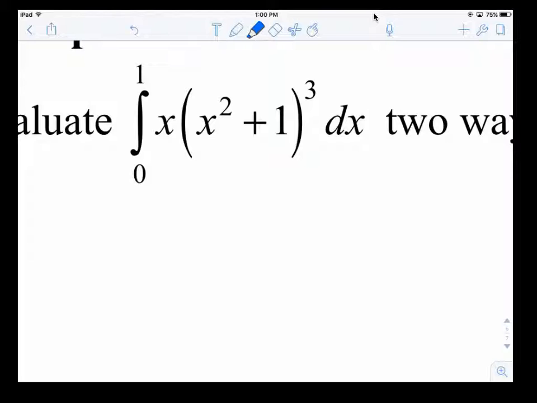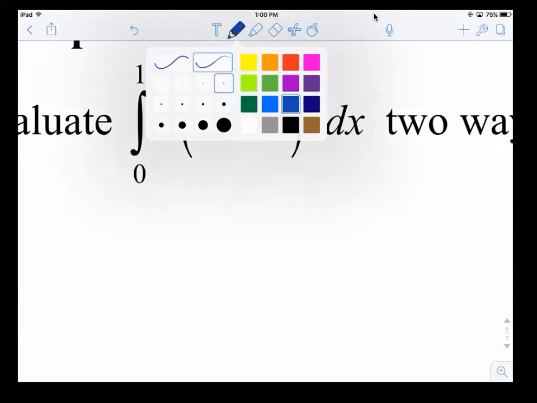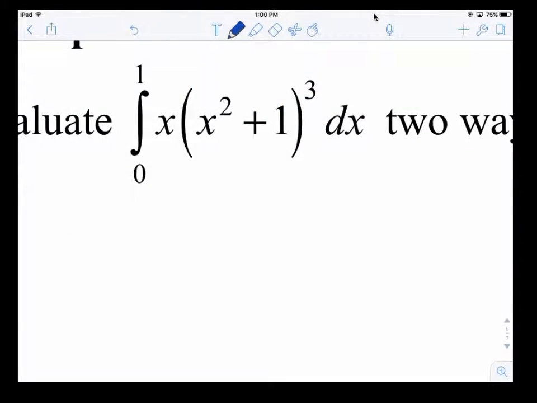All right, so we are integrating from 0 to 1 of x times (x squared plus 1) cubed. We're going to do it two ways. One way is the way that you guys have been doing it, and another way is a little bit shorter. Based off of that, what would your u function be?